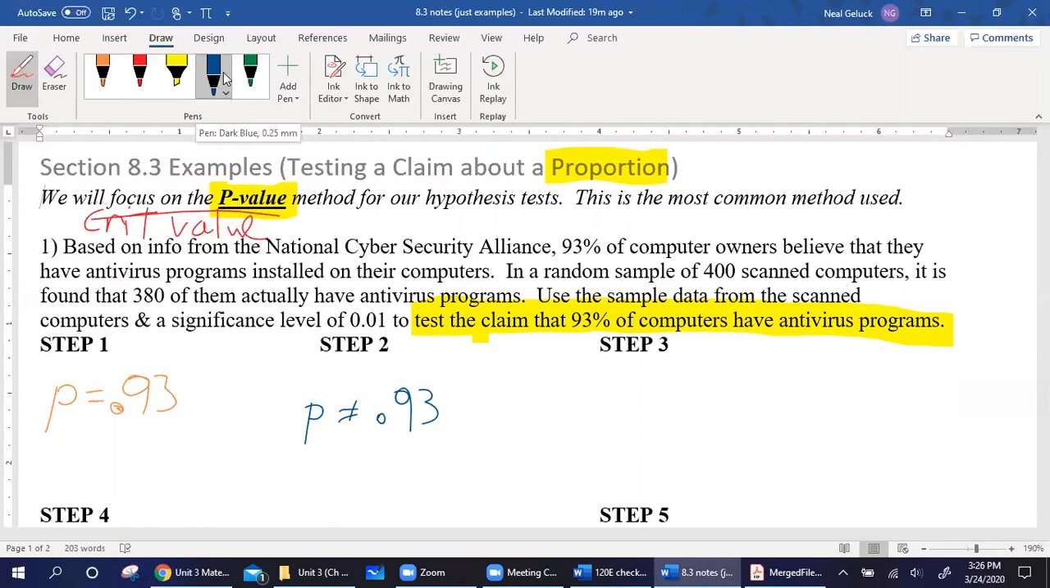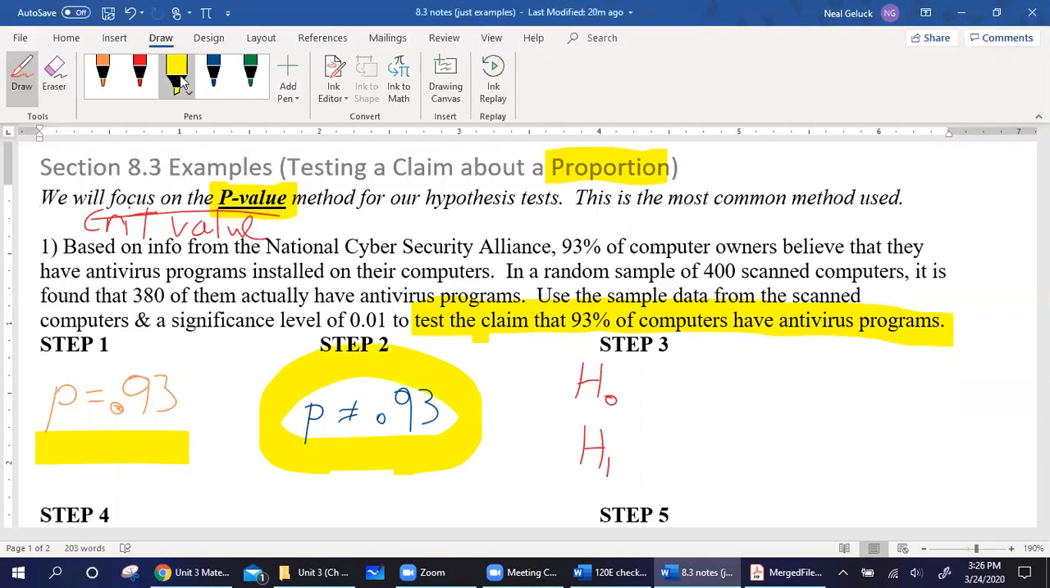Step three is where we determine our null and alternative hypotheses. The null, the H0, the alternative H1. Of the two statements I've got so far, the one that does not have equality in it becomes my alternative. Clearly not equal to doesn't have equality, so that's going to be my alternative. And remember, for the null, no matter what, it's always going to be an equals.